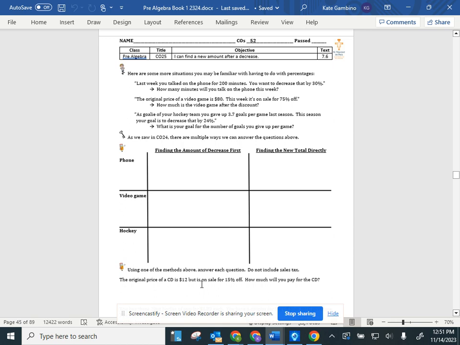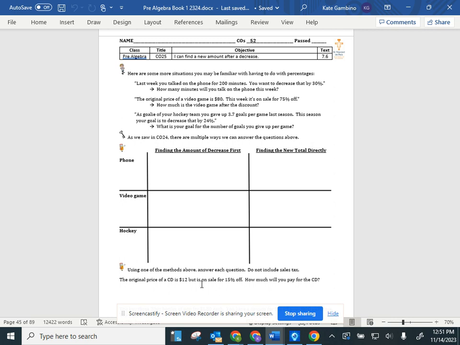Afternoon. Today we are continuing with almost the exact same thing as we did yesterday. Yesterday was CO24: I can find a new amount after an increase. Today, CO25 is I can find the new amount after a decrease. So we use decreases in everyday life.